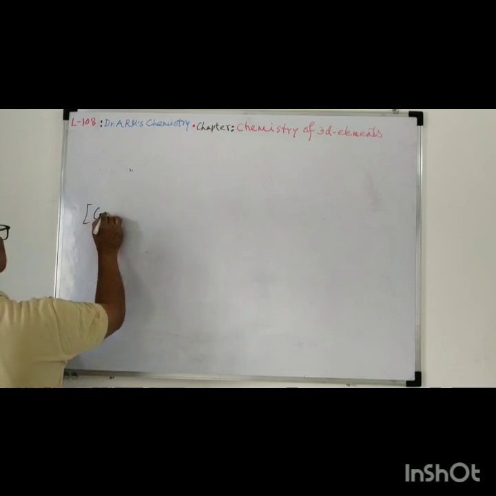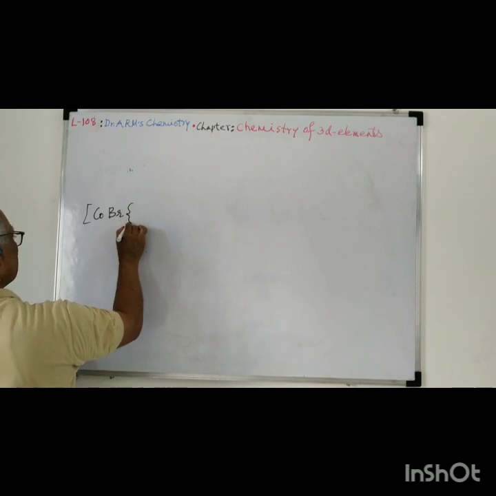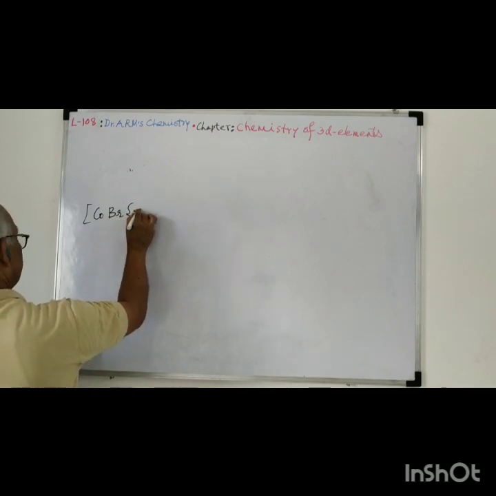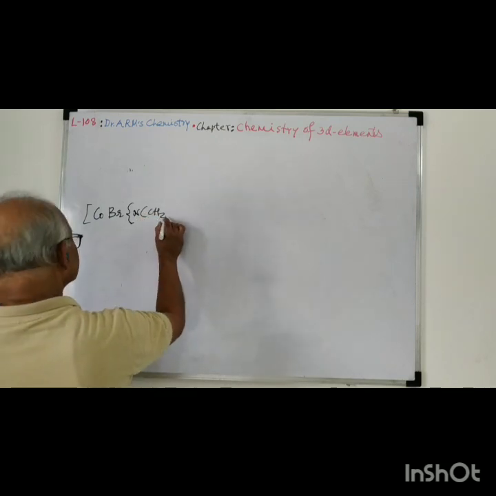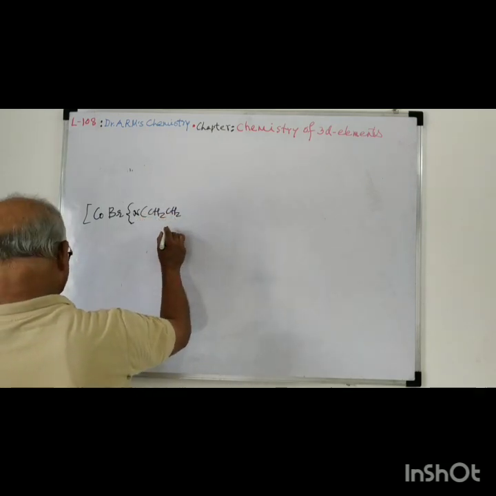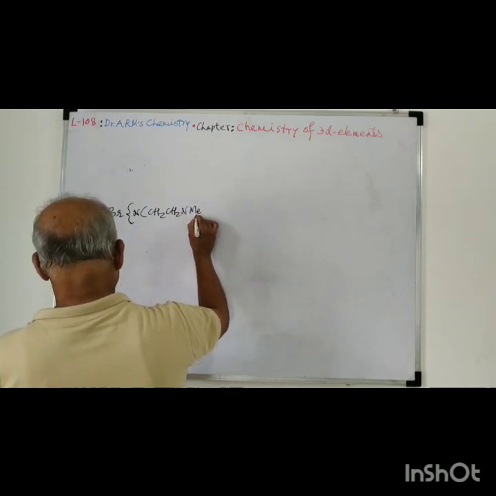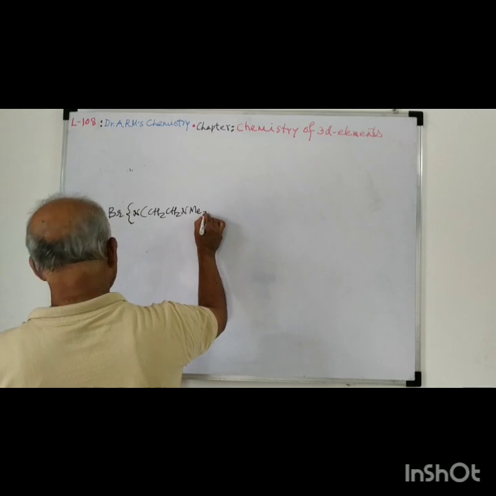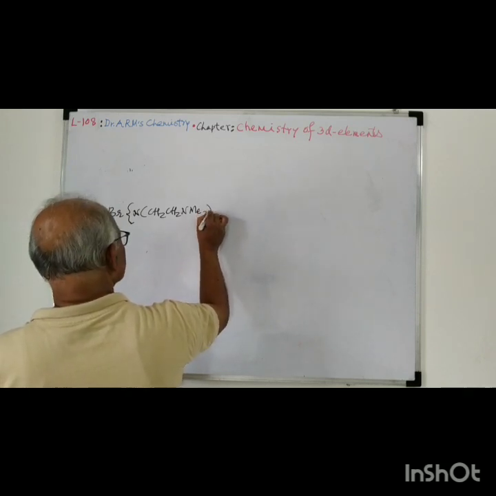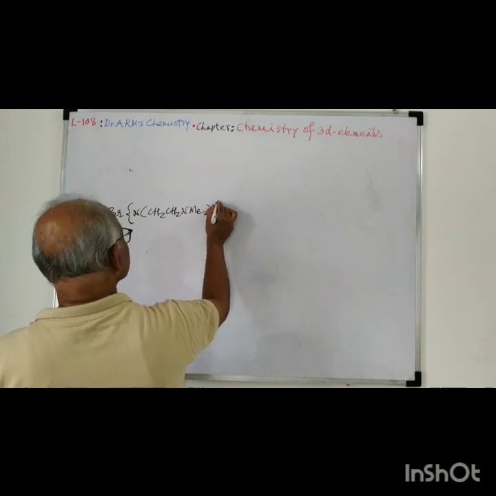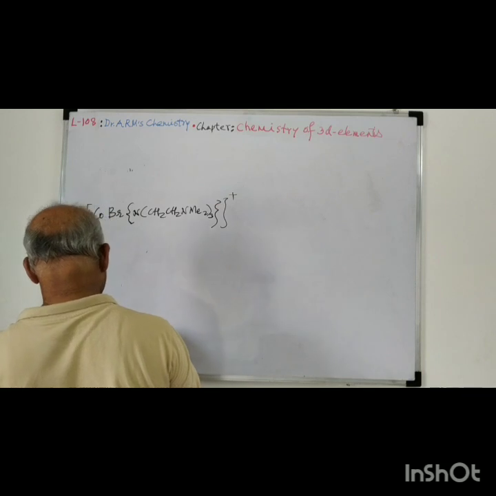CO, Br, then here N, CH2, N, NMe2, thrice. This is plus sign.